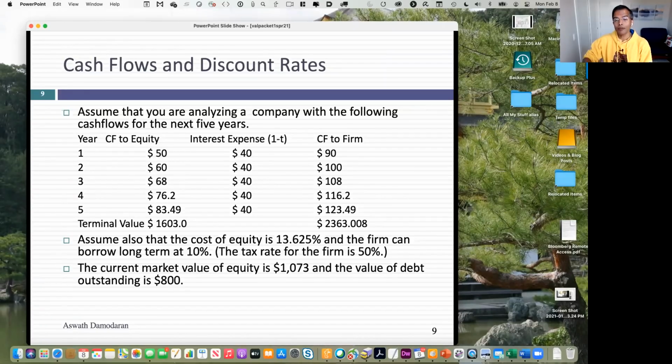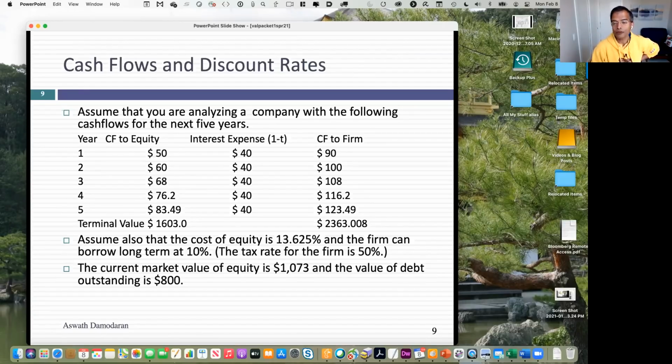Remember, cash flows to the firm includes cash flow to equity plus debt payments and the value of the firm at the end of 5 years. So I've got cash flows to equity, cash flows to the firm. I tell you the cost of equity for this firm is 13.625%. Awfully precise. You should be getting a little suspicious of how I get that number so precisely, but let's say I know it. And your pre-tax cost of borrowing is only 10%. Remember, cost of debt, because you get a tax benefit, would be lower, and your tax rate is 50%, which means your debt after tax costs you 5%, your equity costs you 13.625%.